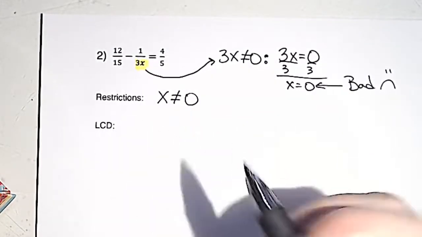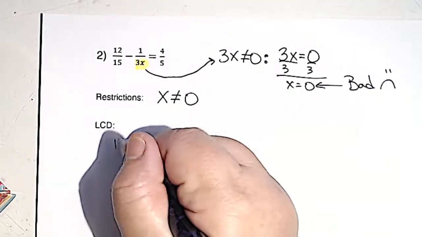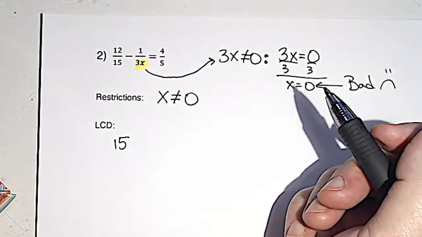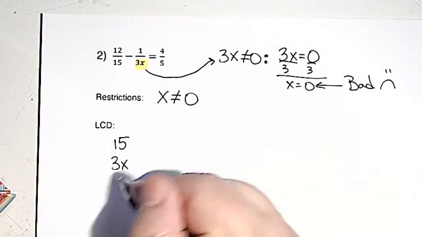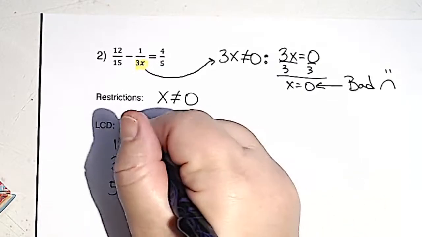Okay, LCD. I've got the denominators. This is a little more complicated than the previous one, so I'm going to write them out. There are my denominators.